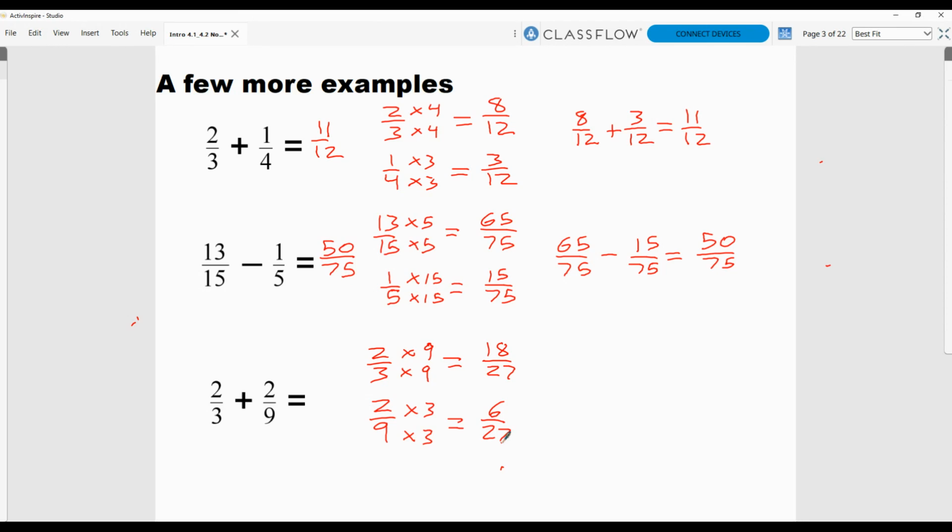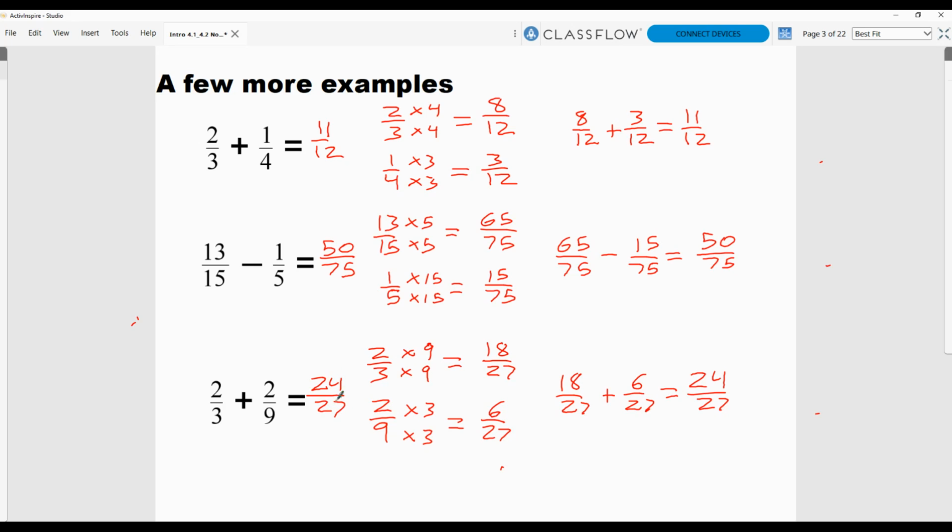Our denominators are the same. It looks like we're adding. So we're going to take 18 over 27, and we're going to add 6 over 27. And that's going to come out to 24 over top of 27. So that's going to be the answer we're going to put right there, 24 over 27.